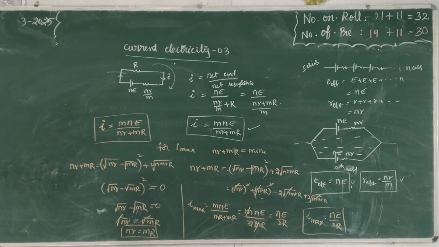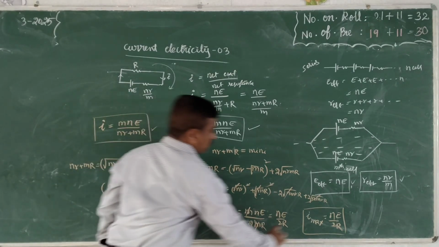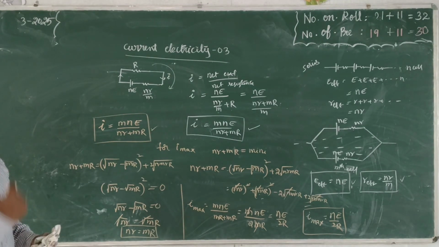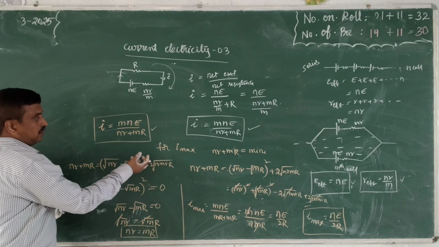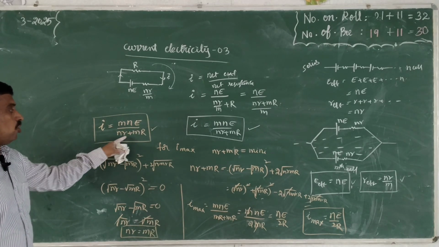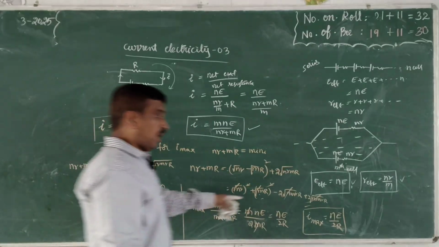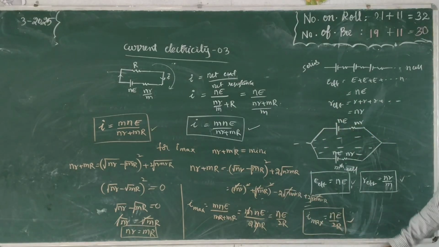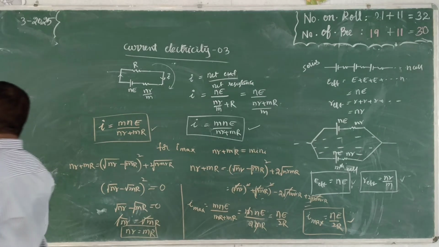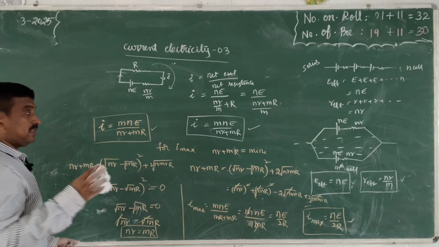The current that passes through the external resistance is m n e by n r plus m R. These are the shortcuts for the mixed group. M is the number of rows, n is the number of cells in each row, r is the internal resistance, capital R is the external resistance, and e means EMF. In that case the current formula is m n e by n r plus m R, and I maximum is n e by 2 R. This is the result for m rows, n cells connected in series, and external resistance R connected.